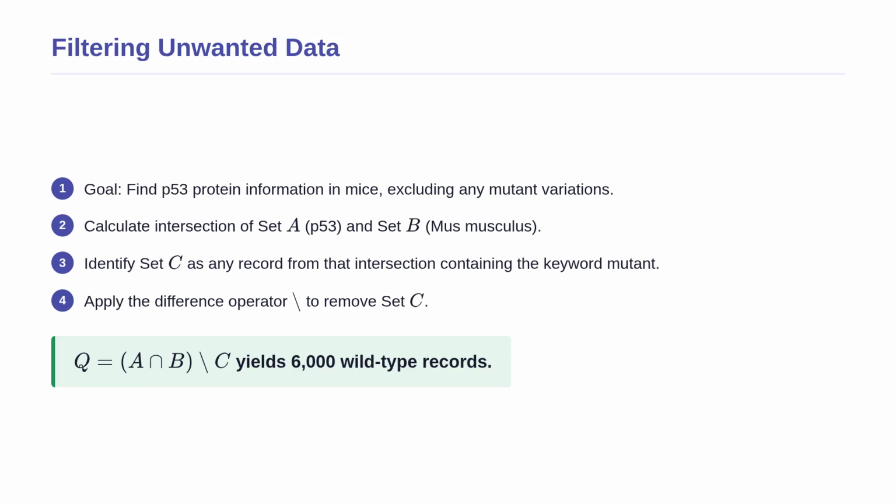Then, the system identifies that 4,000 of those mention the word mutant. By applying the difference operator, or Boolean NOT, the system actively removes those 4,000 records. The final answer leaves the researcher with exactly 6,000 highly relevant records, completely free of unwanted noise.